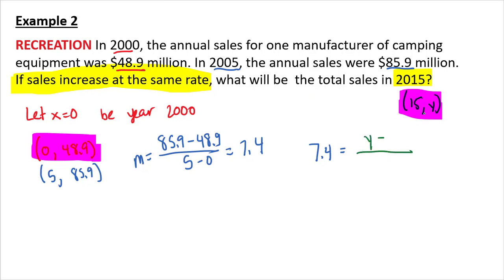So you have y minus y2 minus y1 over 15 minus 0. See how that kind of makes that really nice? So I multiply both sides by 15 and I get 111. We add the 48.9 over.